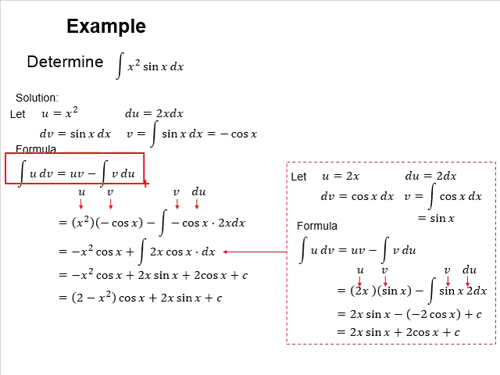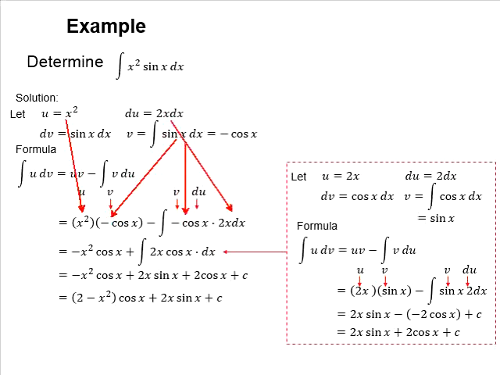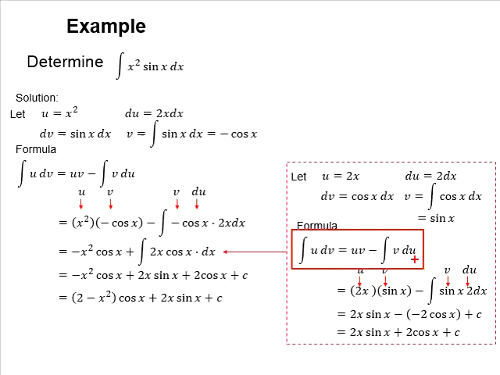Use the formula u, v, minus the integral of v du. Integrate the v du, you will get this. However, the integration here again consists of two functions. You will have to do the integration by parts again at the second level.